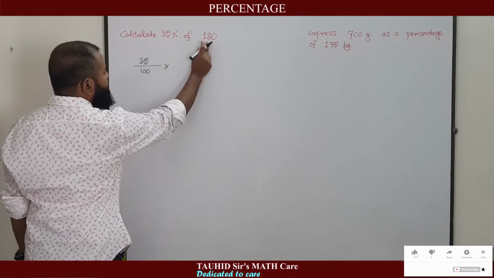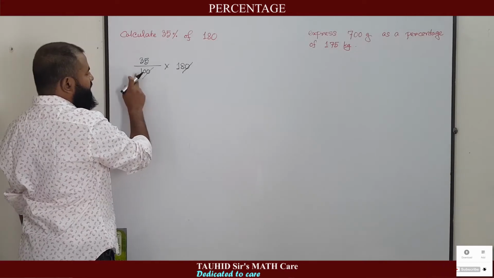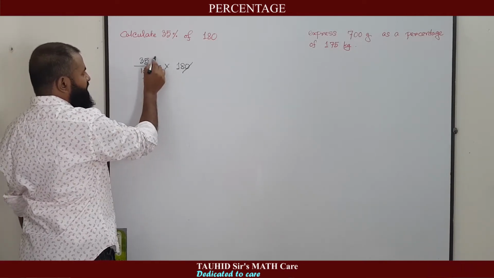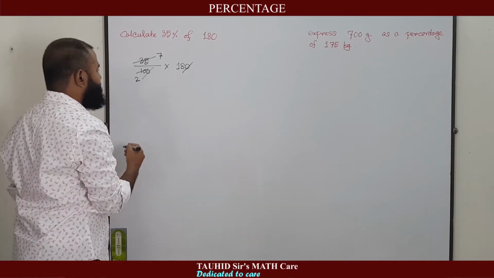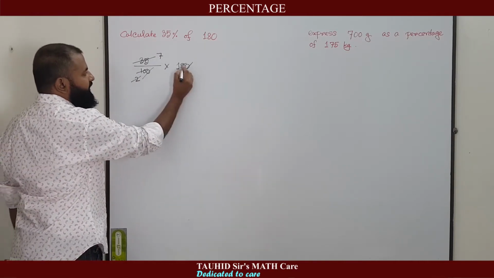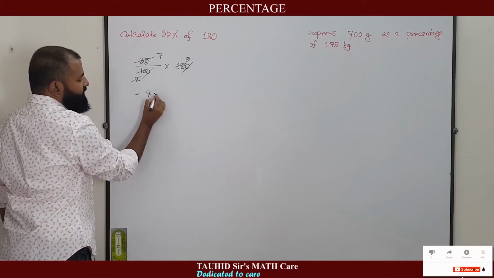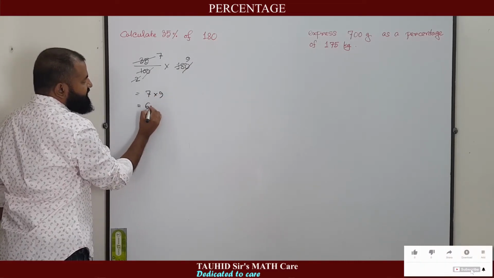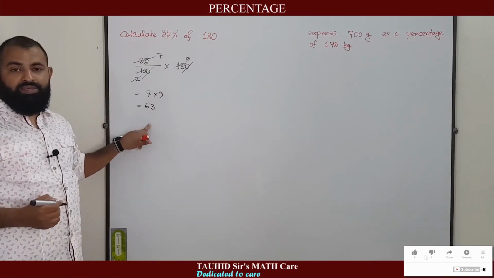Of means multiplication, 180. We can divide both 100 and 35 by 5, so we get 7 by 20. We can divide 180 by 20, we get 9. So finally 7 into 9, that means 63. Therefore 35% of 180 is 63.